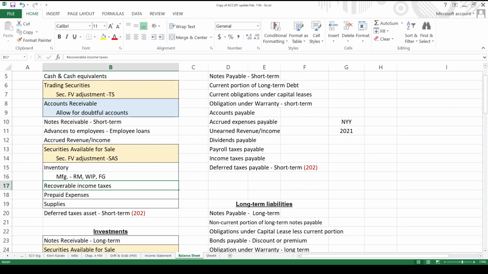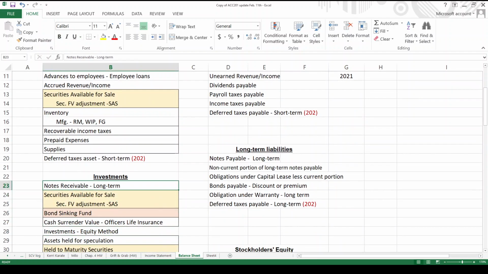Okay, recoverable income taxes. So we fill out our corporate tax return and guess what? We have a refund coming. Well, there it is. That'd be a current asset. Prepaid expenses, you know what they are, right? Prepaid insurance, prepaid maintenance, prepaid advertising, prepaid rent. It's going to be consumed within a year. It's a current asset. Supplies, which you almost never see on a real balance sheet, but we see them in Accounting 1 and even in Intermediate Accounting. Current asset. Deferred tax assets, that's an Accounting 202 topic. I just put it there anyway.